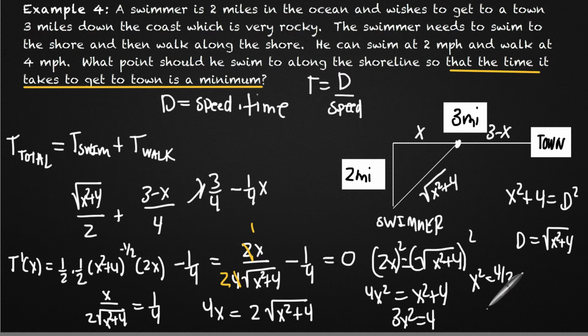So take the square root of both sides. I get x is equal to the square root of 4/3, plus or minus. We know that we can't have a negative distance, so it's just going to be the square root of 4, which is 2. I can take that out of the square root, and the square root of 3 does not come out. So that is the answer. All right, he needs to swim to a point that is 2 over root 3 down from the coast, and then he can walk the rest of the way.